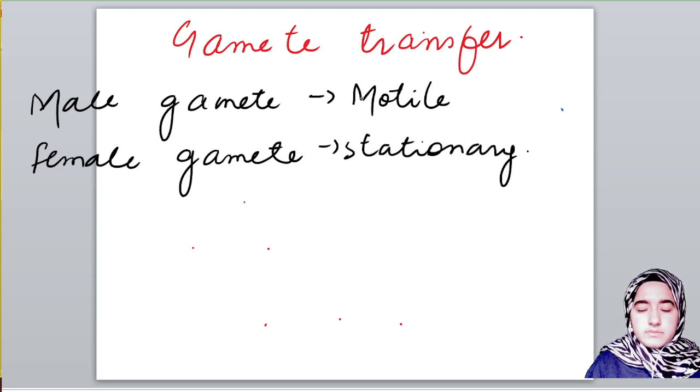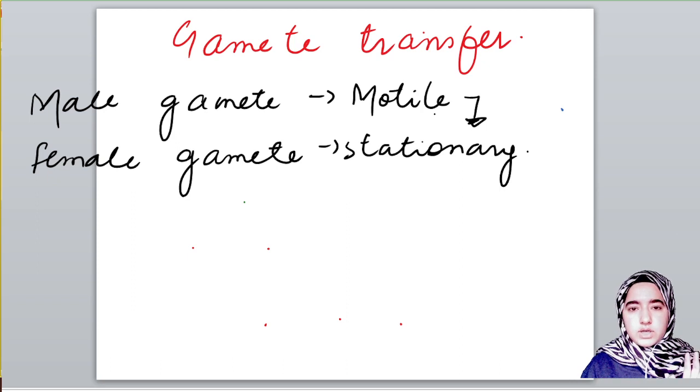What happens is that the male gamete goes to the female gamete, which is at one place. In humans, we saw it occurs through insemination, when the external male genitalia inseminates inside the vagina, or we can say inside the female genital tract, after which fusion or fertilization takes place.